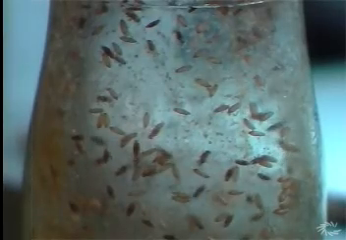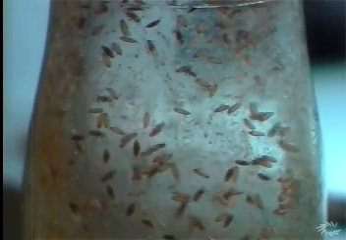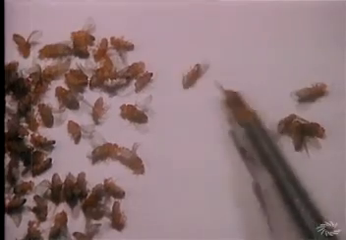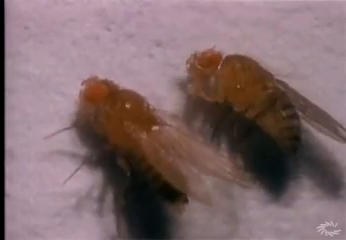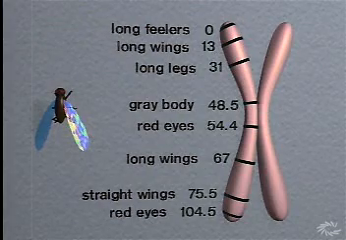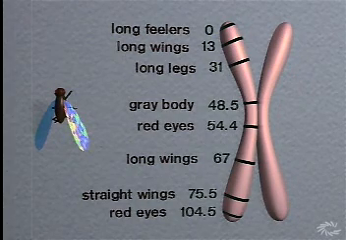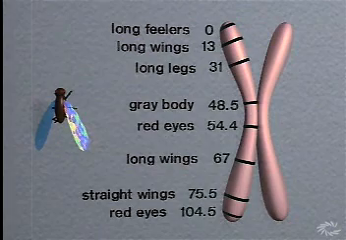Alfred Sturtevant did his groundbreaking work on the fruit fly, Drosophila, meticulously mapping the location of their genes. This modern map shows the location of genes on one of Drosophila's 4 pairs of chromosomes. The numbers indicate distances determined from crossing over data.